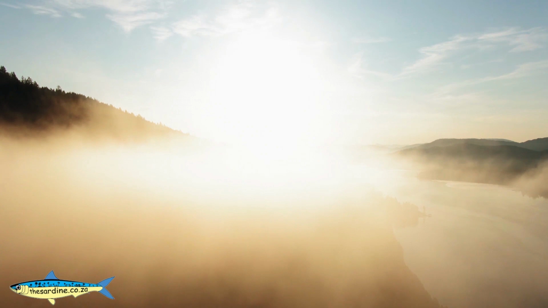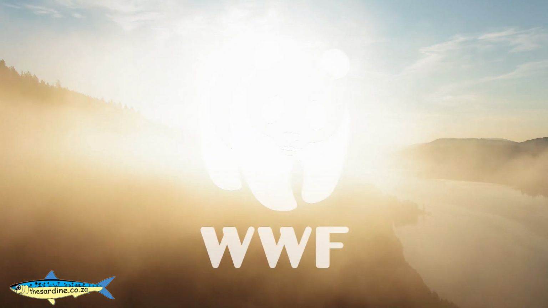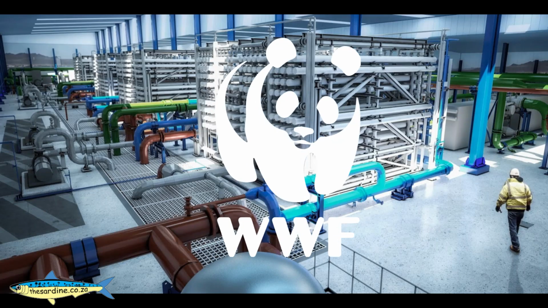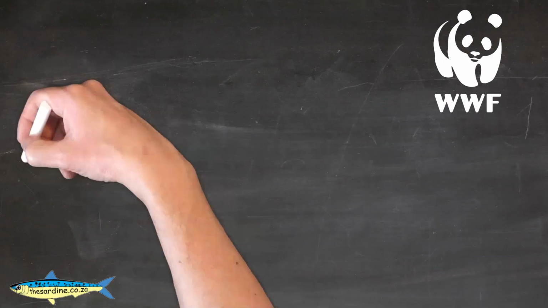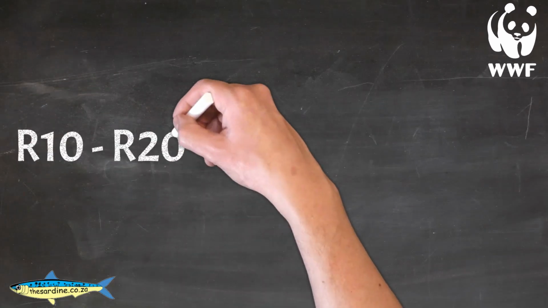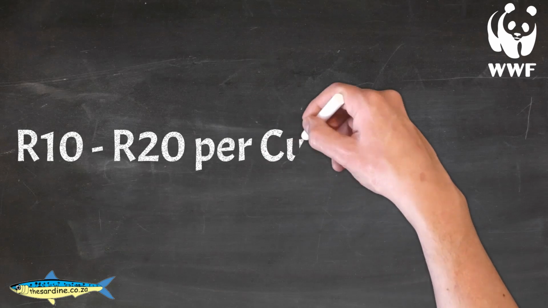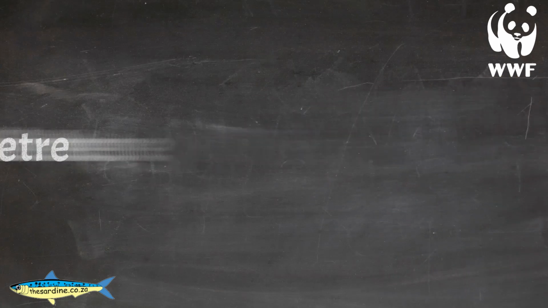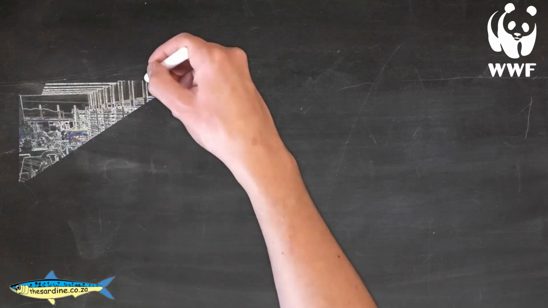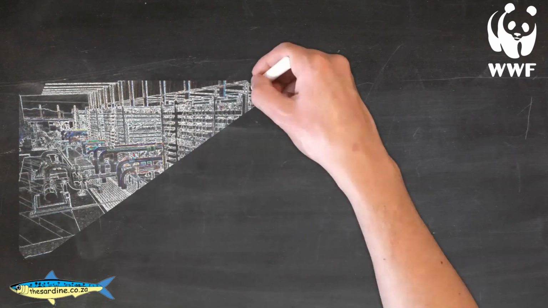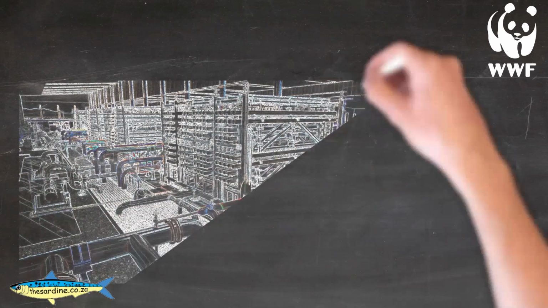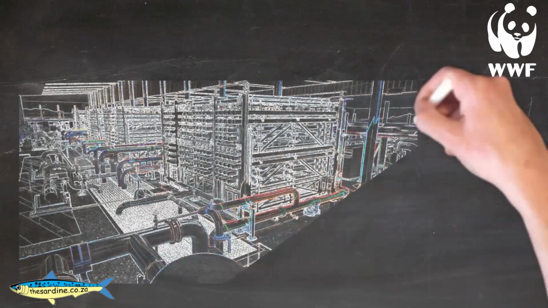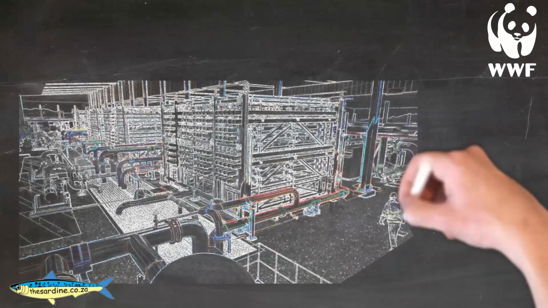And then if you take the same WWF report, they talk there about large-scale desalination comes in at 10 to 20 Rand per cubic meter. So let's just use that as a benchmark number. So we're saying that your raw water costs 4 Rand a cubic meter. It is sold on at 40 Rand a cubic meter, and desalination comes in at between 10 and 20 Rand a cubic meter. So let's just work around those numbers.